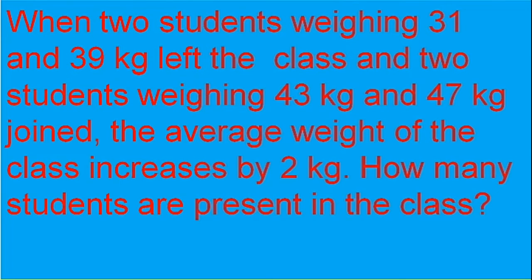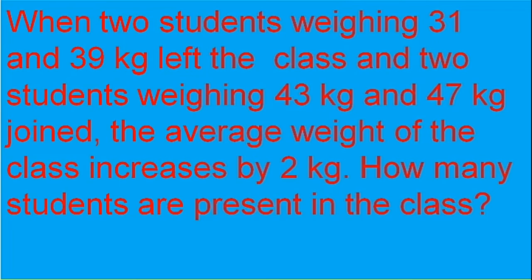When two students weighing 31 and 39 kg left the class and two students weighing 43 and 47 kg joined the class, the average weight of the class increases by 2 kg. How many students are present in the class? How to do this? Just observe what the total weight comes in and what the total weight goes out.